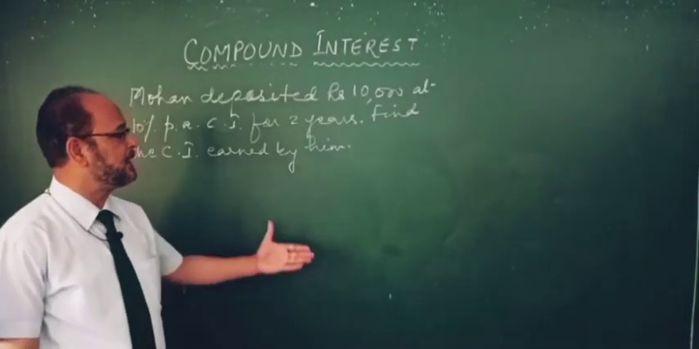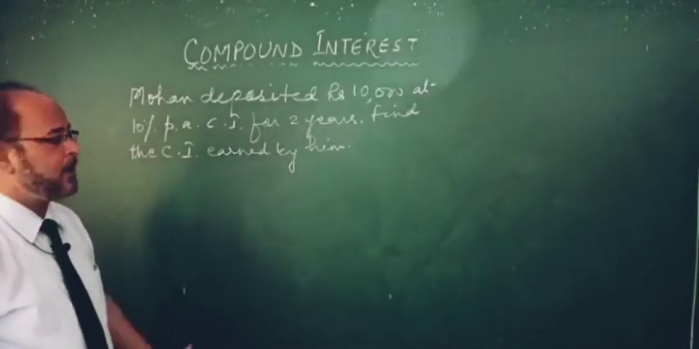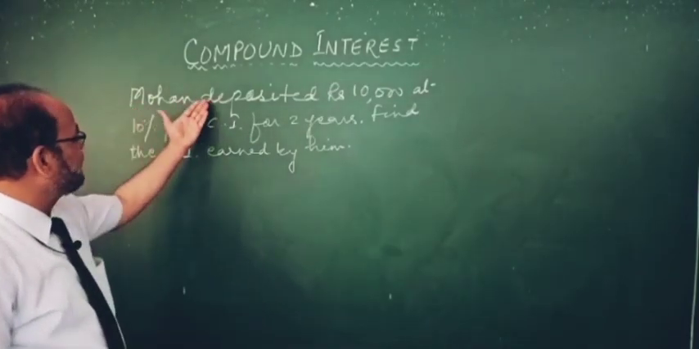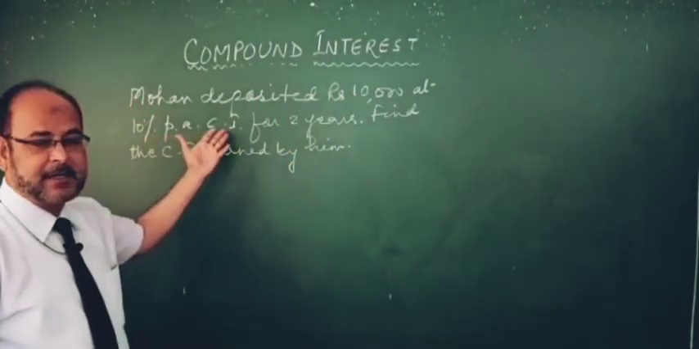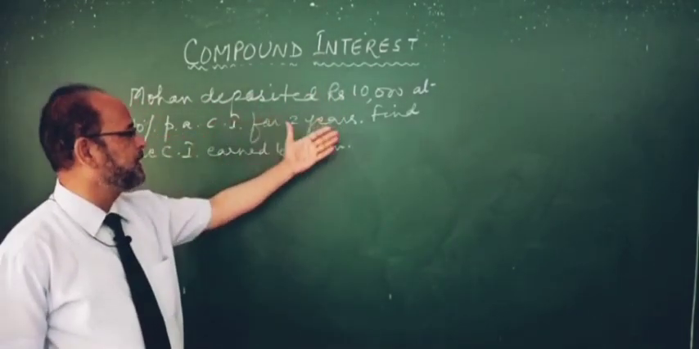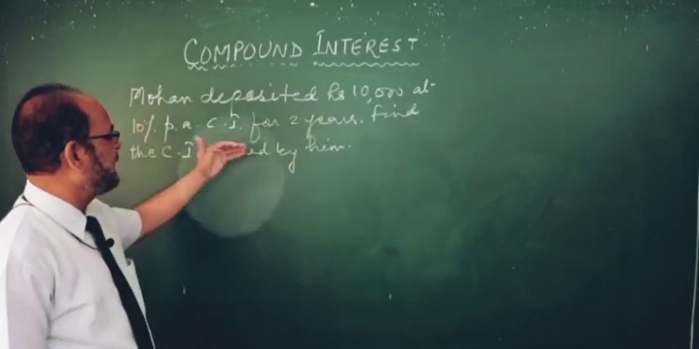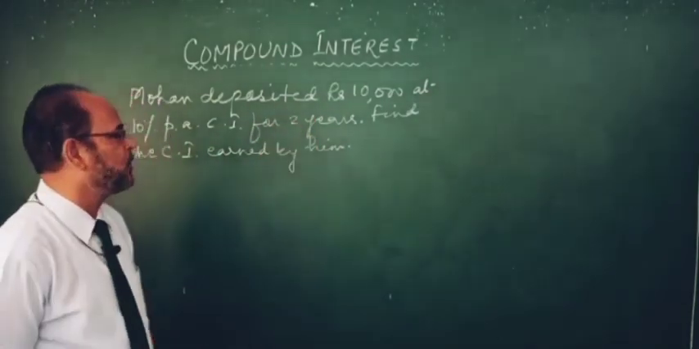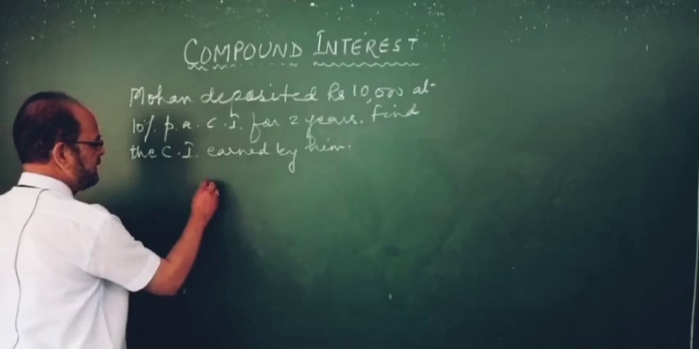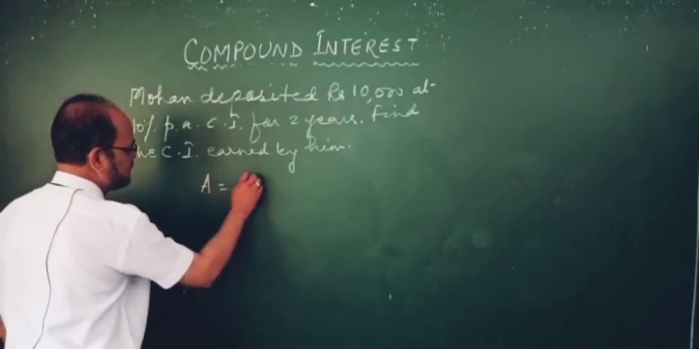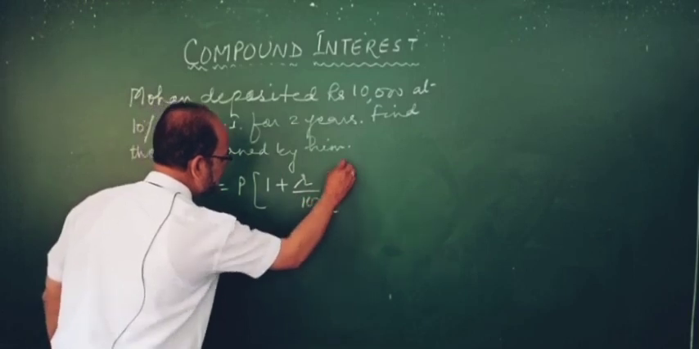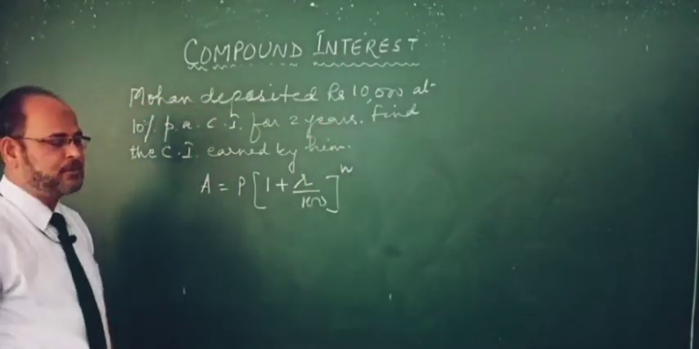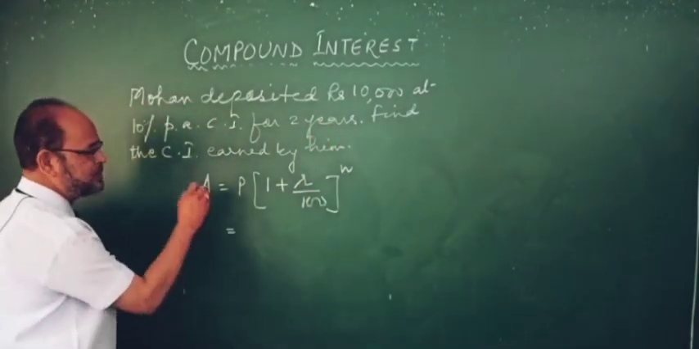So students, this is the example which I have taken. It's written that Mohan deposited rupees 10,000 at 10% per annum CI for 2 years. Find the CI earned by him. So first of all, we will find amount. Amount equals to principal 1 plus r upon 100 to the power n. This is the formula we use. Now we will substitute the values.